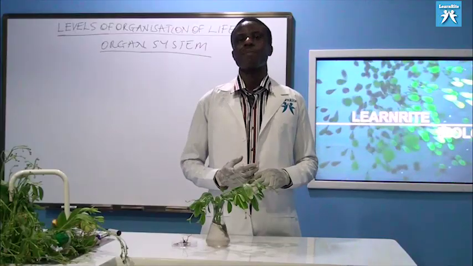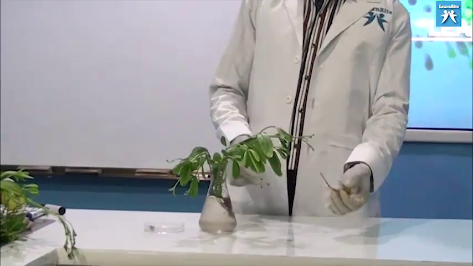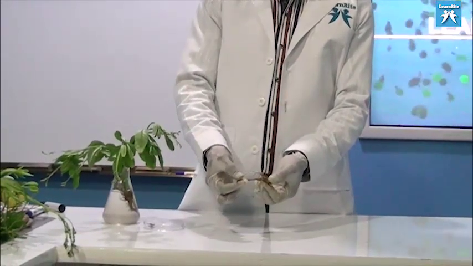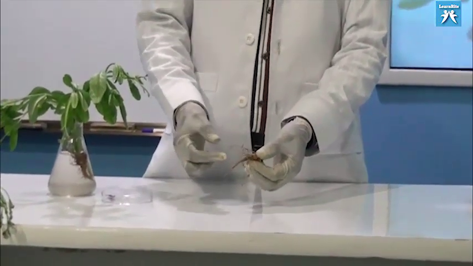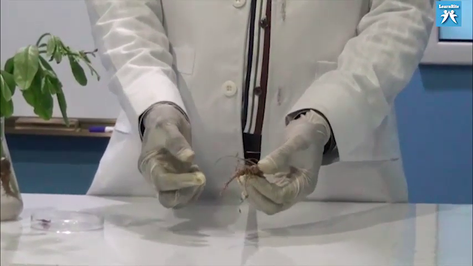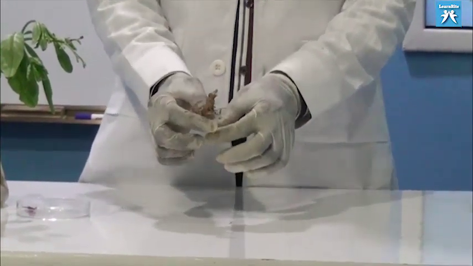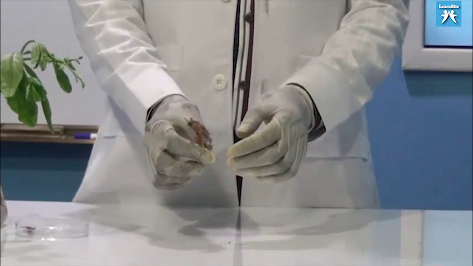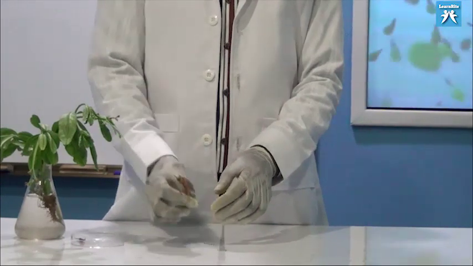We have the root system. The root system is made up of roots. We have the tap root, the main root for anchorage. Then we have lateral roots, also referred to as secondary roots. The whole system is referred to as the root system. The root system is the part of the plant that lives inside the soil.